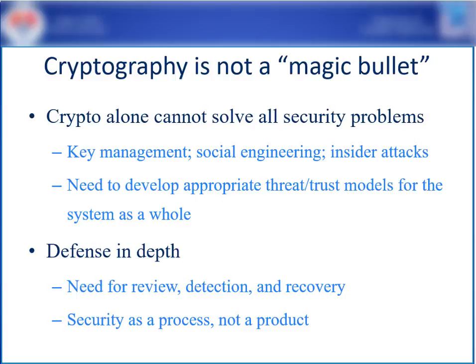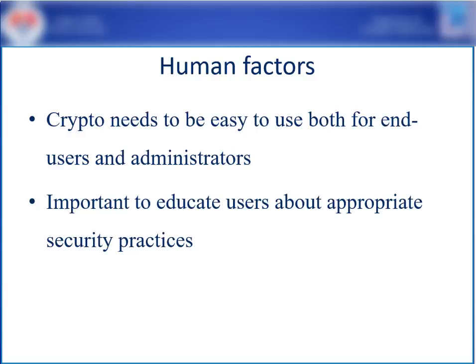And always remember that security is not a product. We cannot just set everything up and say that the system is secure. Actually, security is a continuous, regular process. So the system is as secure as its weakest link, and in many systems, humans are considered to be the weakest link. So we need to educate users about appropriate security practices as well.